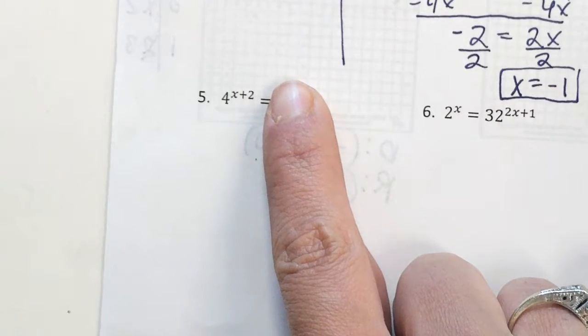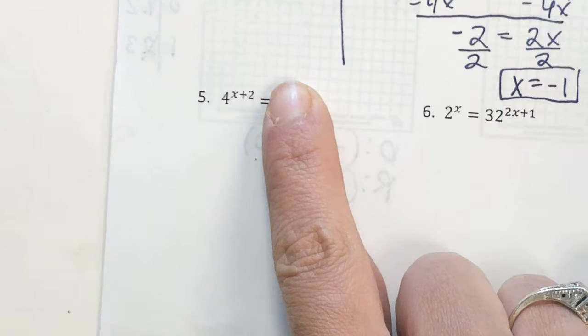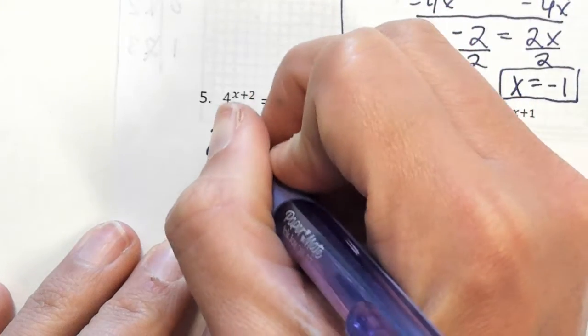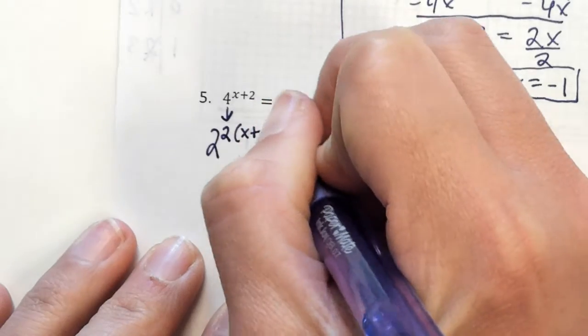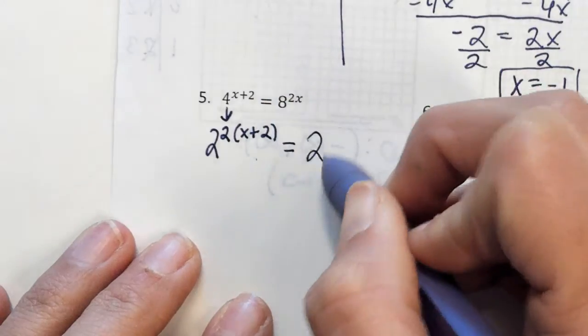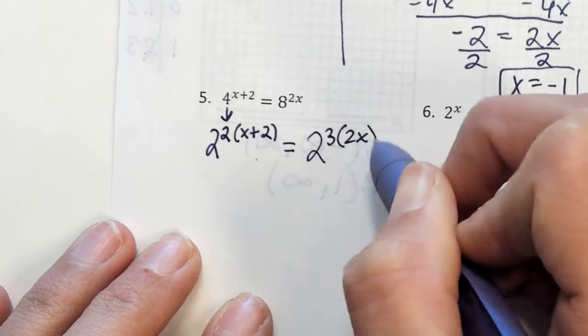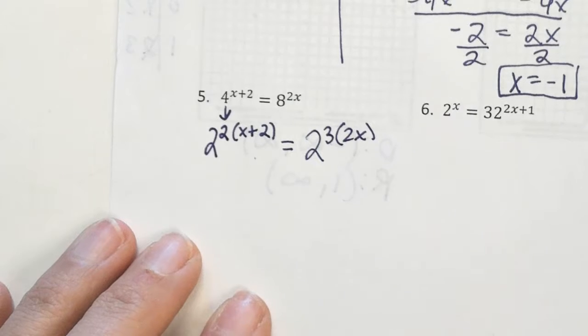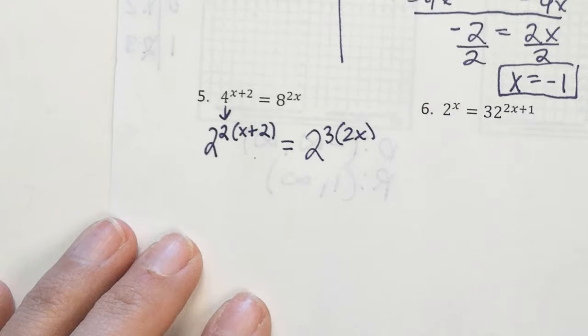Can you raise a number to a power to get 4? 2 what? Squared. Good. So I can change this to 2 squared and have x plus 2. And I can also raise 2 to what power to get this? So I'd have 2 cubed parentheses 2x. So sometimes you have to change both of them. And the easiest way to do that, look at the smallest number, see if you can raise it to a power to get that.